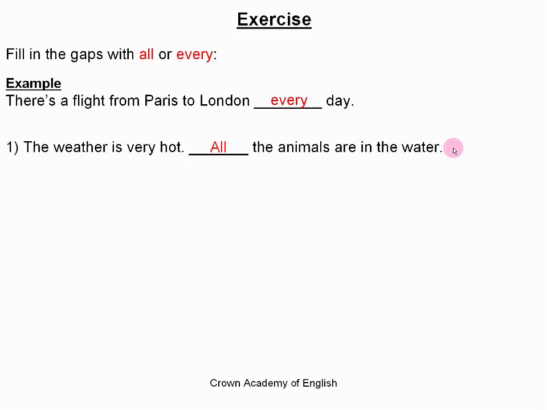So, the weather is very hot. All the animals are in the water. So this is an example of what we saw at the beginning. When we use the word all, it is followed by a noun in the plural.